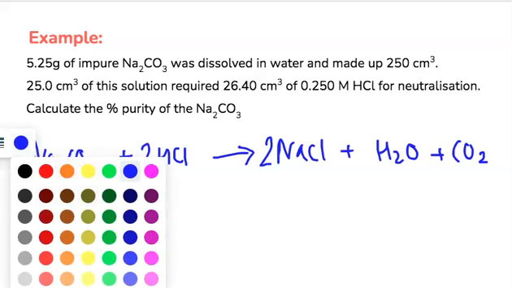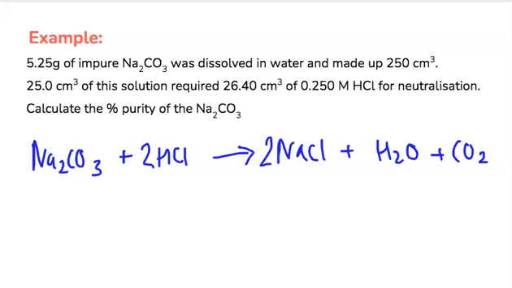Now, I'll just change my pen colour, bear with me. Okay, so I've got 5.25 grams of impure sodium carbonate. That was dissolved in water and made up to 250 centimetres cubed. This 250 centimetres cubed then belongs to the sodium carbonate. And 25.0 centimetres cubed of this solution.